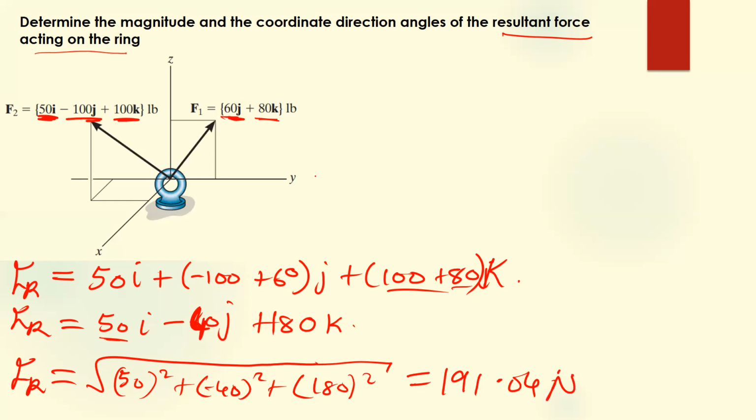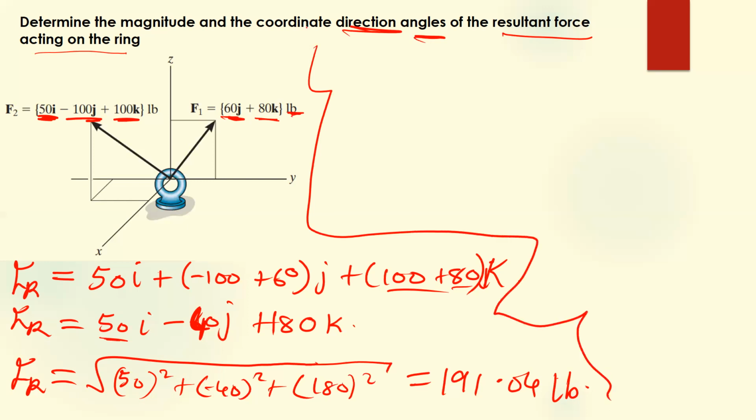Oh, this is in pounds. So the units there that we have is in pounds. So you can just write pounds, not Newton. So this is the resultant vector. This is the resultant force. So now we've been asked to find the direction angles as well. So how do we find the direction angles?